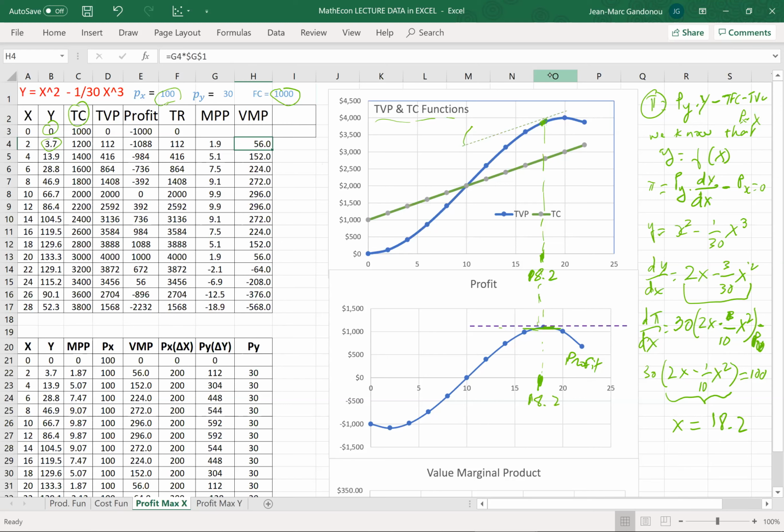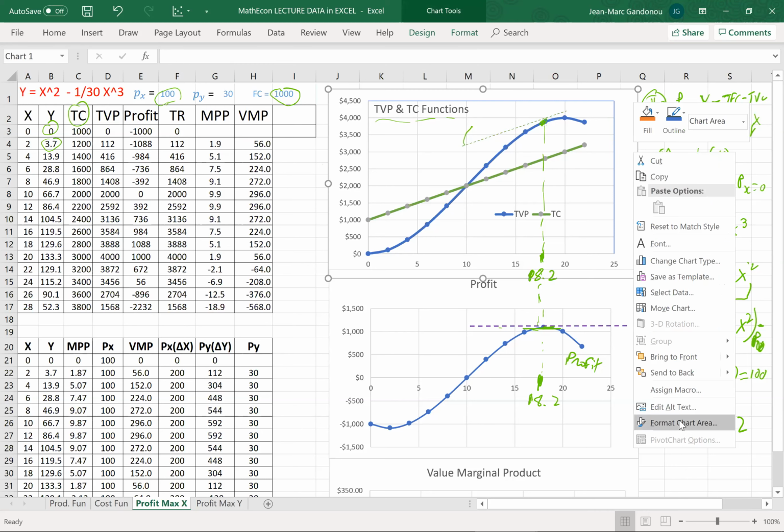Now, you can see that everything is nicely aligned for me. It may not be easy for you to figure out, but I'm going to show you very quickly how I aligned everything. First, if I select the outer box, I'm going to right click, and you see at the end, you'll see Format Chart Area.